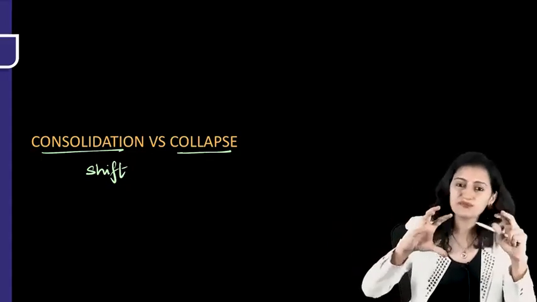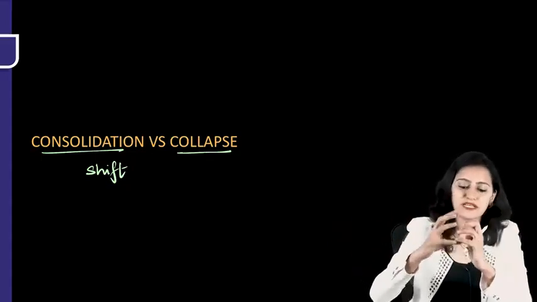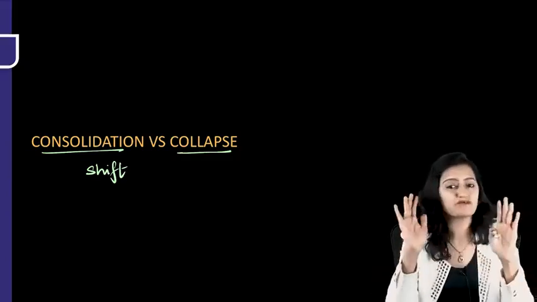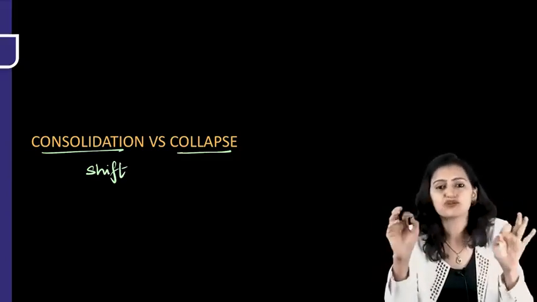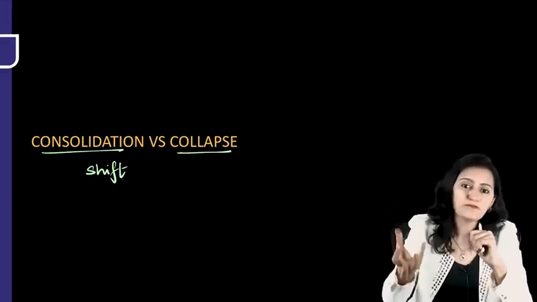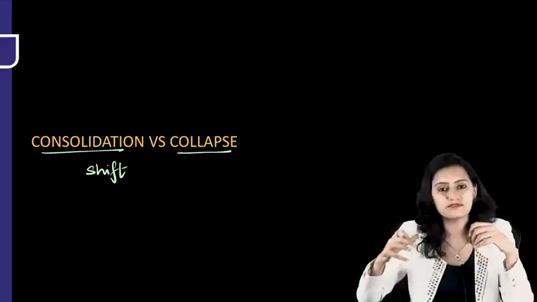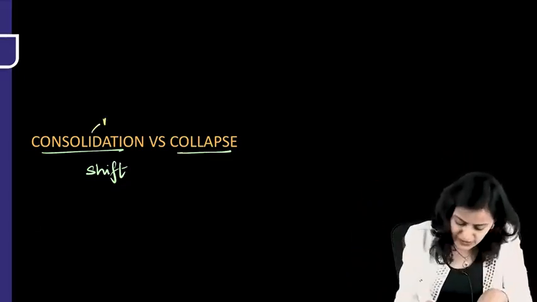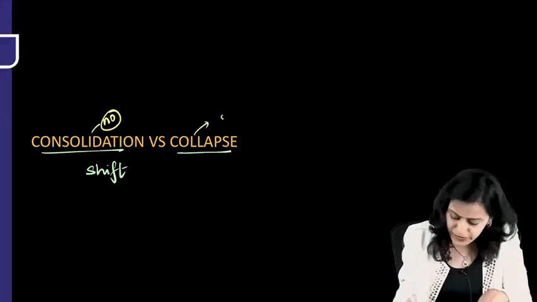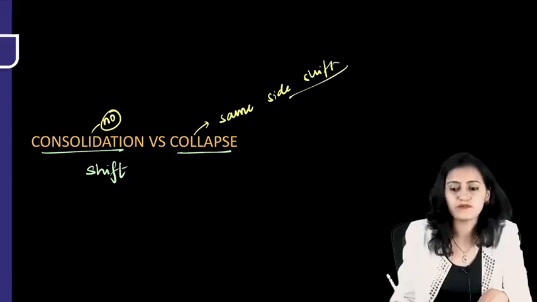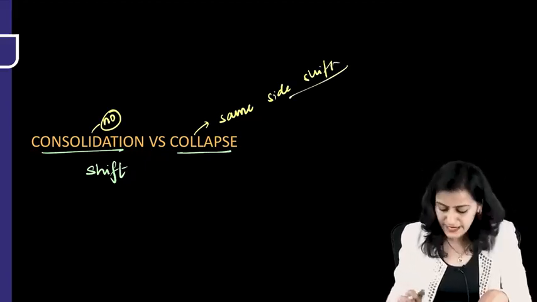In consolidation the volume remains the same. We are just replacing the air with something else. So there will be no shift of the structures, no fissural shift, no tracheal shift. In collapse, because there is volume loss, it will pull the structures towards itself. So there is fissural shift to the same side, tracheal shift to the same side. So consolidation will be no shift, collapse will be same-sided shift. That is what we would see in collapse, right?